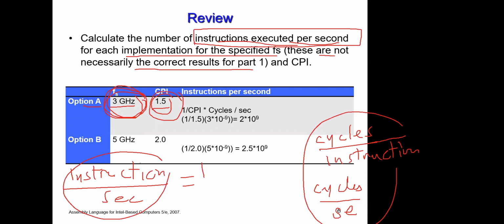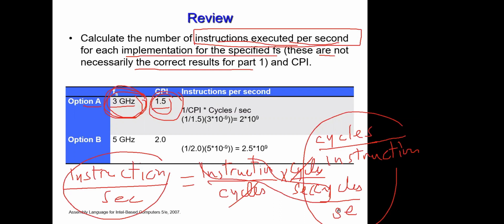If you do instructions per cycle, multiplied by cycles per second, cycles will go with cycles and you will get instructions per second, correct? Cycles per second is just the FS, correct?